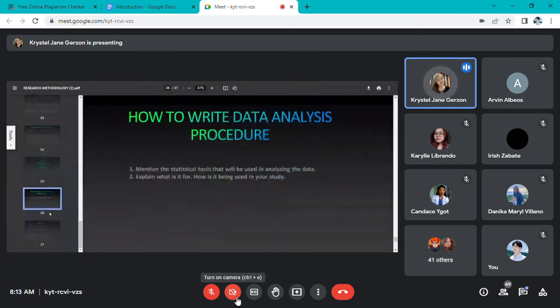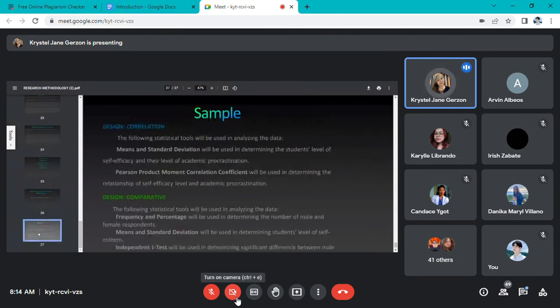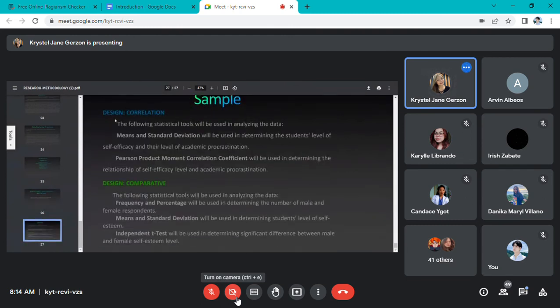Now for the data analysis procedure, what you just need to mention is what the statistical tools are that you will use in analyzing the data, and explain what each is for and how it is being used in studies. For example, most of the time you will be using this one, guys.